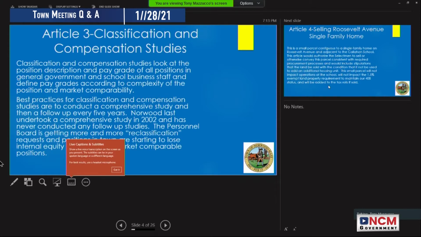What we'd like to do is start it again and then actually follow it up every 5 years to make sure that we can keep our positions competitive, keep the market rate. And also we have a new obligation under the state's MEPA, or Mass Equal Pay Act, law that we have to make sure that positions are paying the same dollar amount for work done by males and females.